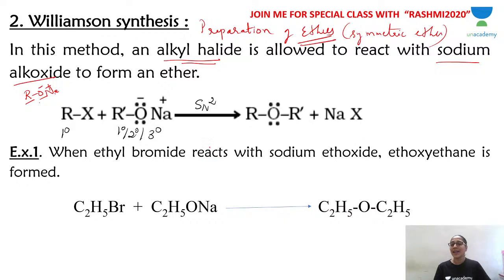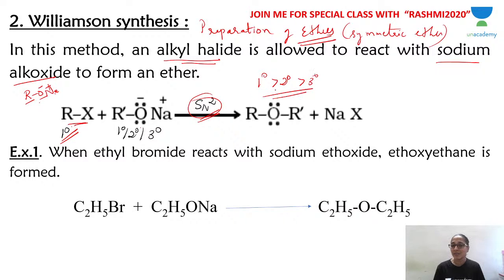Now, what is the criteria you should know? Sodium alkoxide reacts with the alkyl halide. Now the alkyl halide has to be primary. If you want ether, it has to follow SN2 mechanism. What is SN2 mechanism? Primary is more reactive than secondary than tertiary.